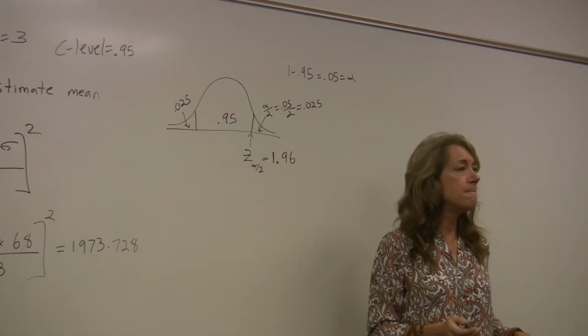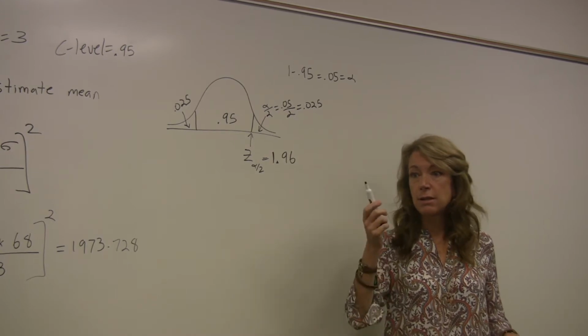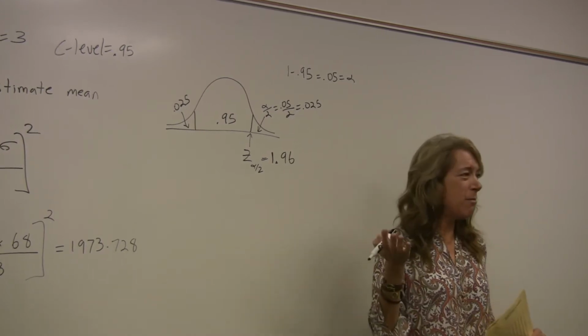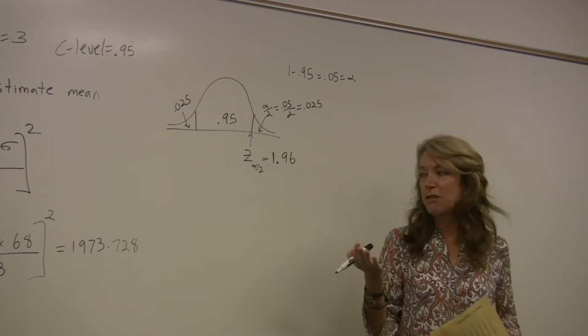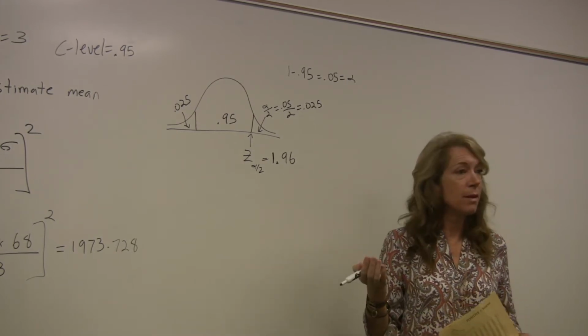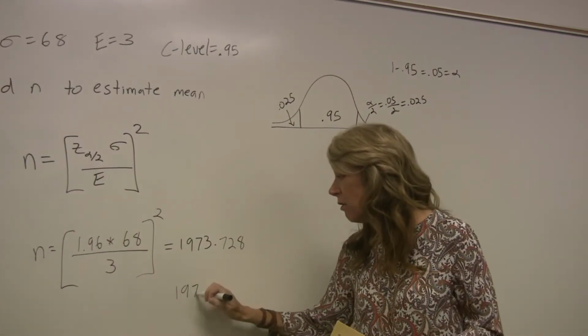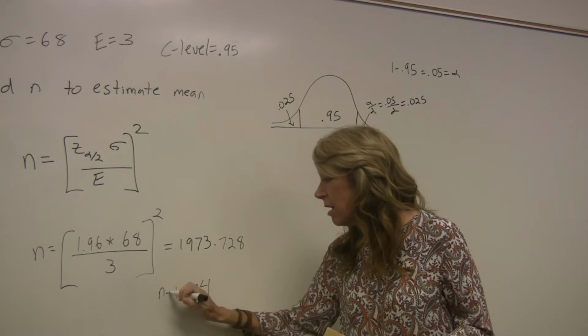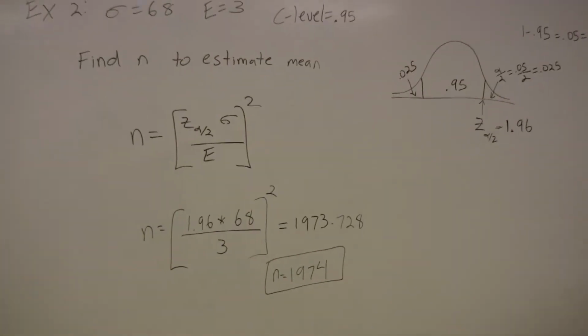Is this my answer? Why not? We need a whole number. We're talking about how many adults to go survey. I'm trying to survey some adults. How many adults should I go survey? Always round up, because this is a minimum. So I have to go survey 1,974 adults. So N equals, we're looking for the sample size.